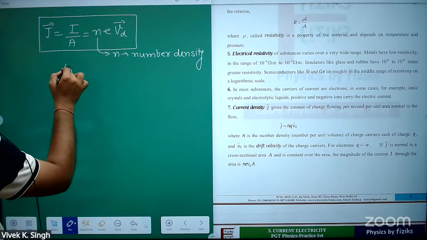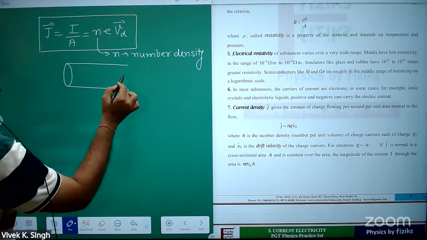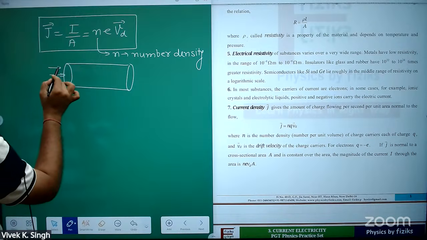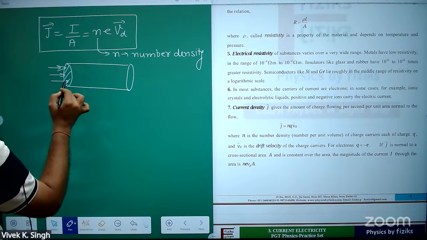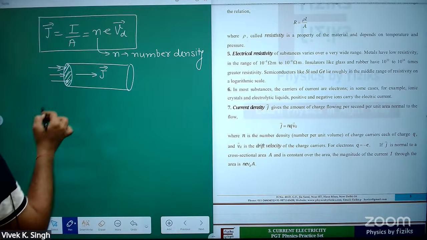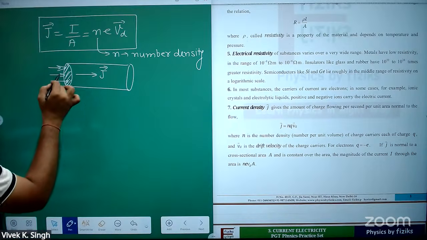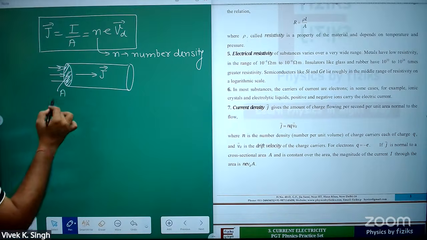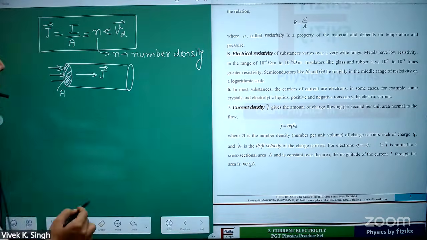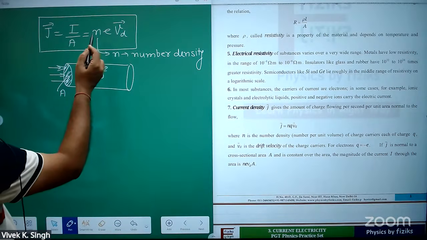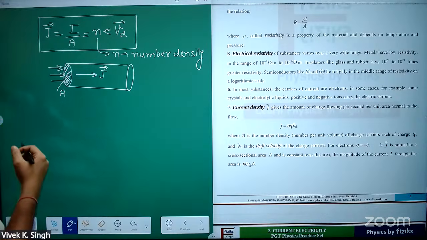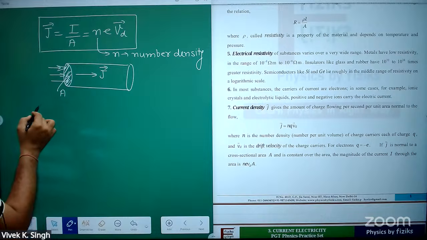So if, in this material, charges are flowing like this, there will be current density J. This will be perpendicular to this cross-sectional area. This area A is perpendicular to current flow. So this is current per unit area perpendicular to the current flow, and it will be given by nevd, where vd is the drift velocity. Clear?